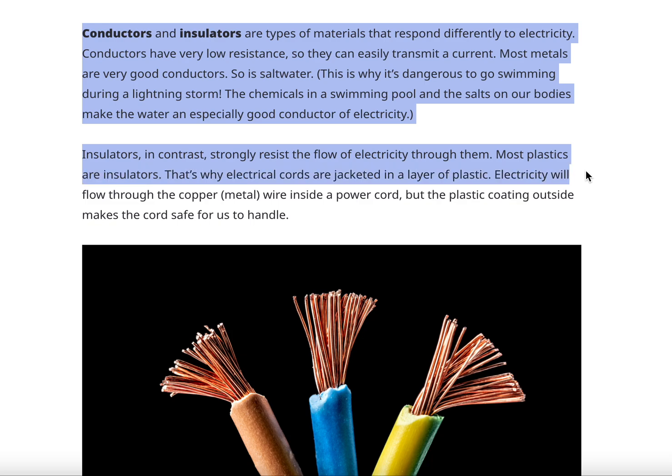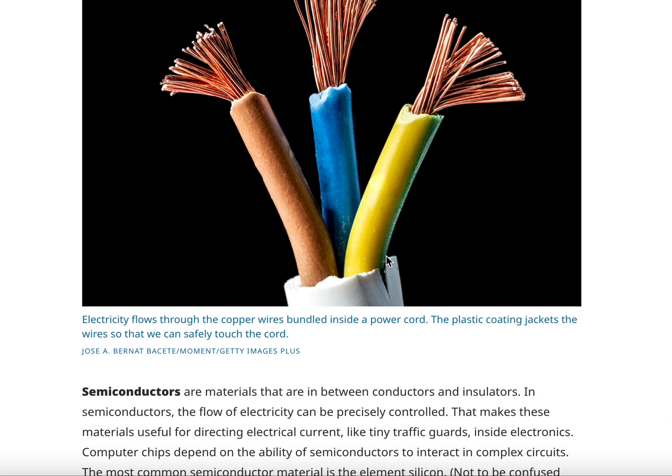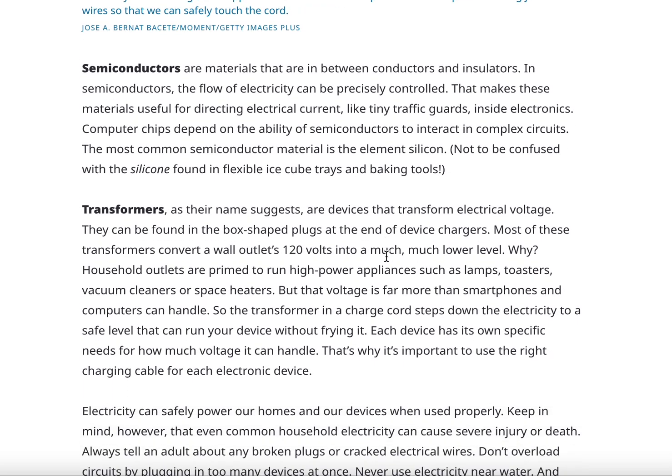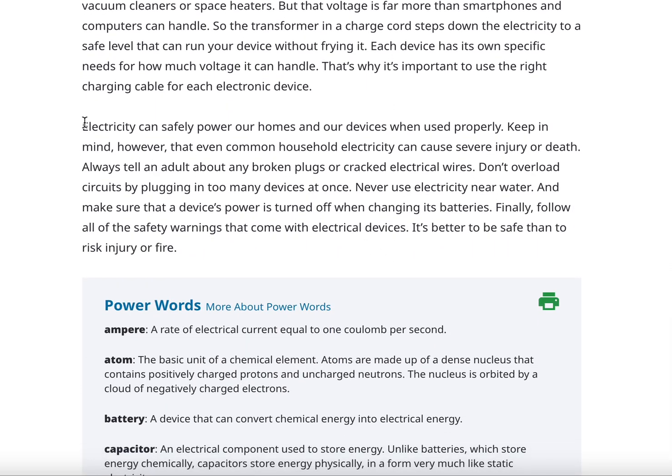Insulators, in contrast, strongly resist the flow of electricity through them. Most plastics are insulators. That's why electrical cords are jacketed in a layer of plastic. Electricity will flow through the copper or metal wire inside a power cord, but the plastic coating outside makes the cord safe for us to handle. So this would be the conductor, and this plastic or rubber would be the insulator. All right, the rest of this right here.